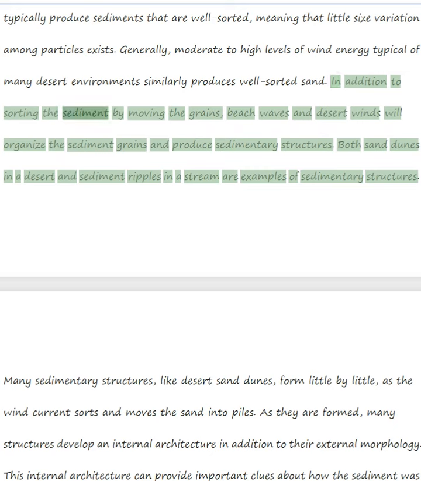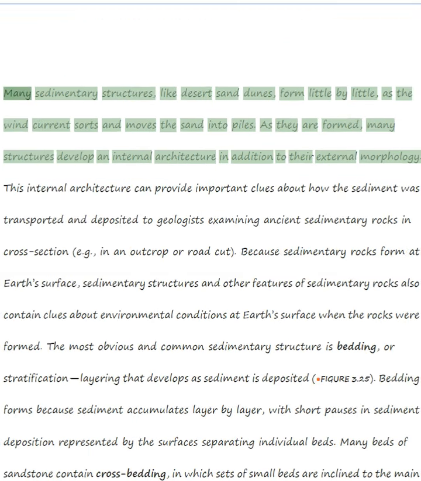In addition to sorting the sediment by moving the grains, beach waves and desert winds will organize the sediment grains and produce sedimentary structures. Both sand dunes in a desert and sediment ripples in a stream are examples of sedimentary structures. Many sedimentary structures, like desert sand dunes, form little by little, as the wind current sorts and moves the sand into piles. As they are formed, many structures develop an internal architecture in addition to their external morphology.